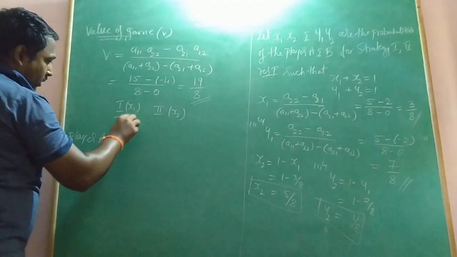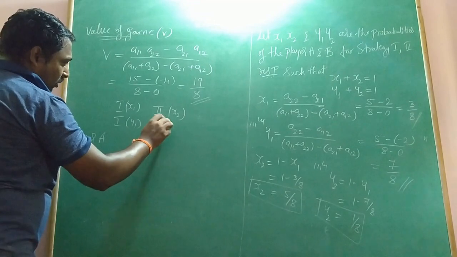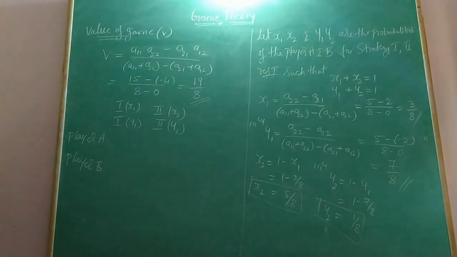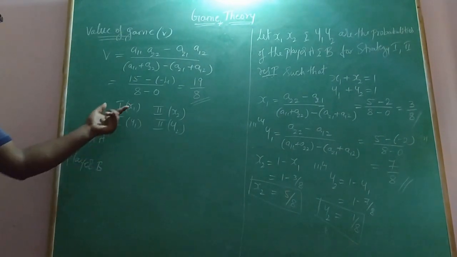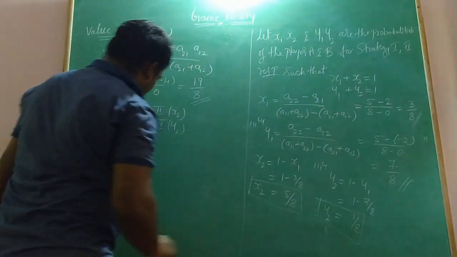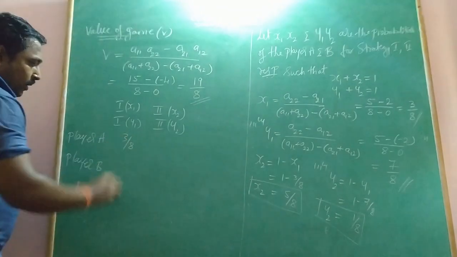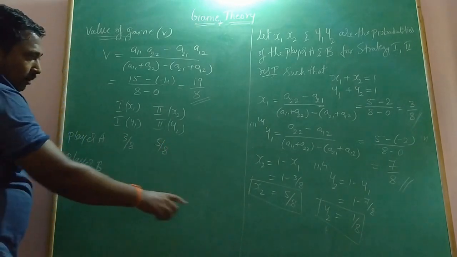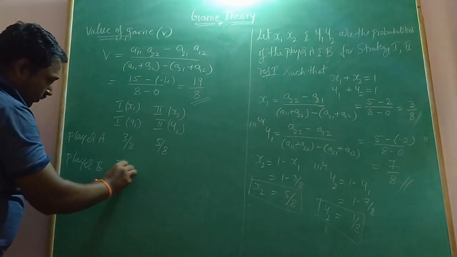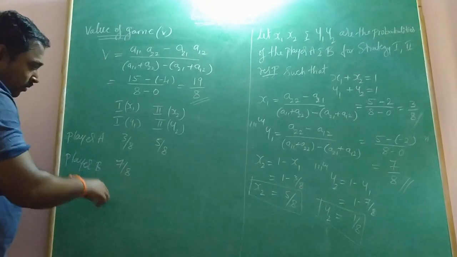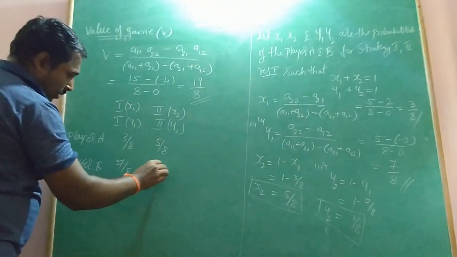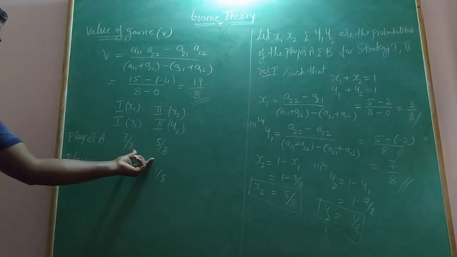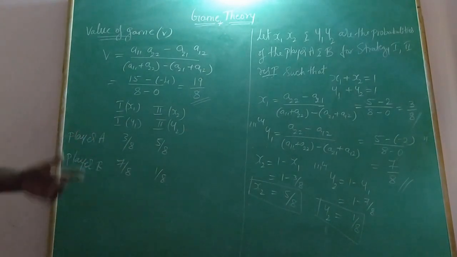Similarly, for player B, we have two strategies, y1, y2, and the probabilities are y1, y2. Corresponding to player A, what is the value of x1? x1 is 3 by 8. Here you write 3 by 8. For x2, the value is 5 by 8. For y1 with respect to player B, the value is 7 by 8. y2 for player B is 1 by 8. This is the mixed strategy the player must use to win a game.